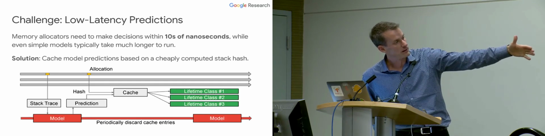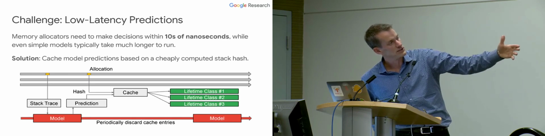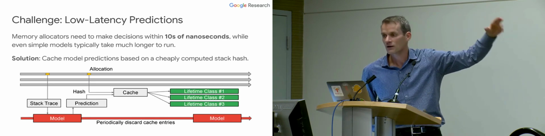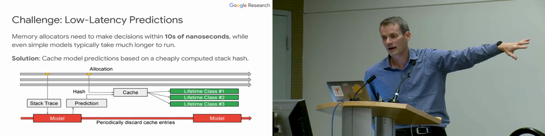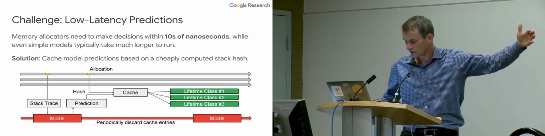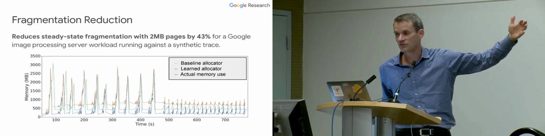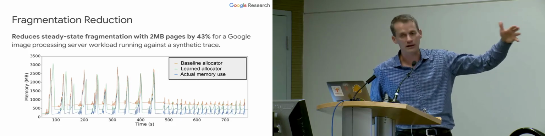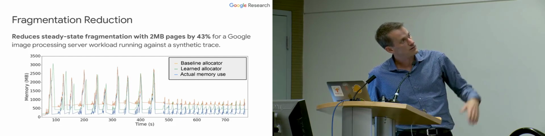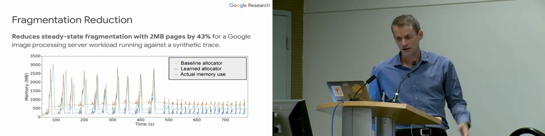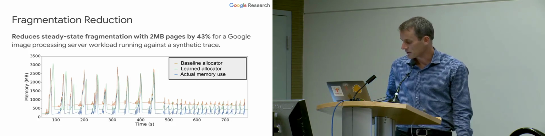And so essentially you can create a model of this using the stack trace as input and make a prediction. Because that model might be a little bit expensive, you might want to just have a hash-based representation of the stack trace and then use that in a cache, and then you periodically discard cache entries. So this all works, and you can get pretty significant reductions in memory usage for a program compared to an allocator that's unaware of this. In this particular case, it can reduce the steady state fragmentation by 43% in this particular program, compared to the baseline allocator, which is already a fairly well-tuned thing.